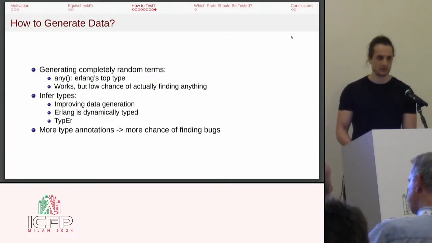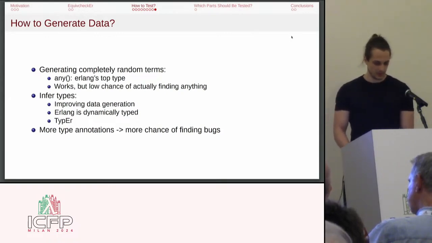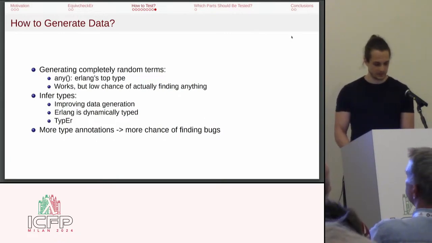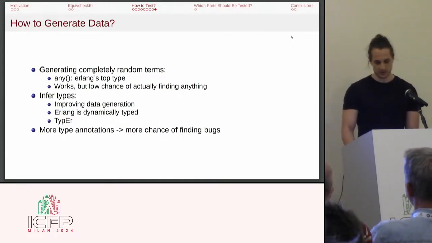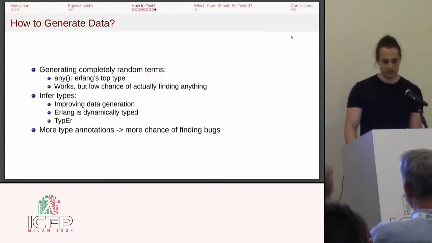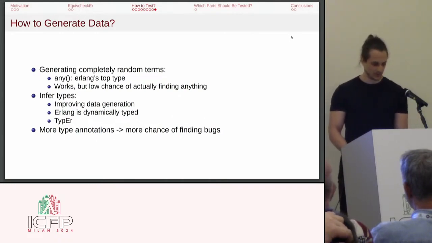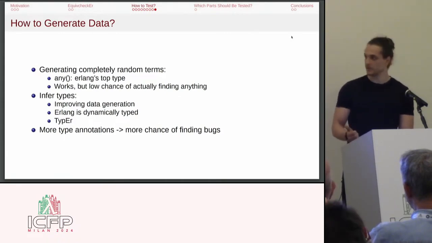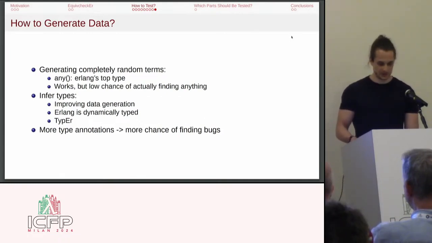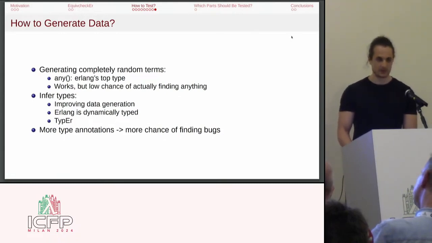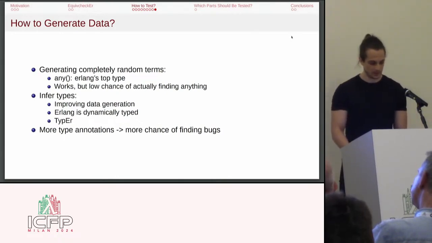So we wanted to infer the types to improve the data generation and choose better generators. Because Erlang is dynamically typed, we had to use a tool called Typer, which is made specifically for typing Erlang source code. The way Typer works, as success typing was already mentioned, is that it tries to infer the most precise type it can, but if there is not enough information in the source code itself, it will generalize, and in the worst case it will default to any.